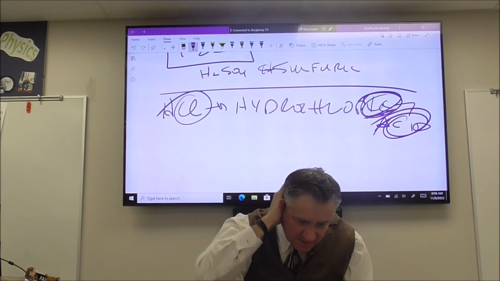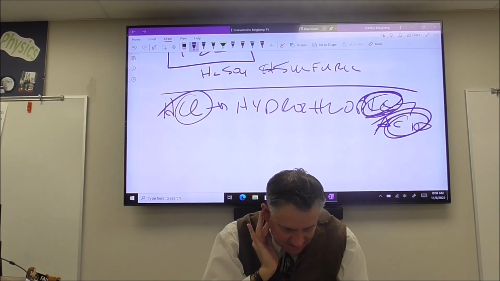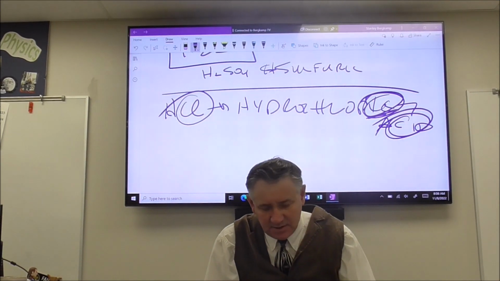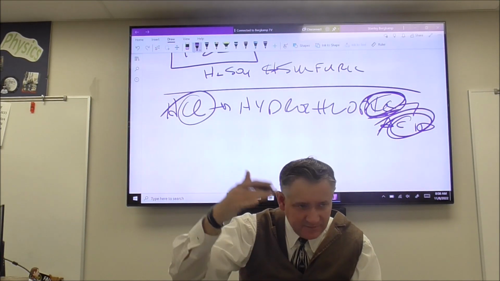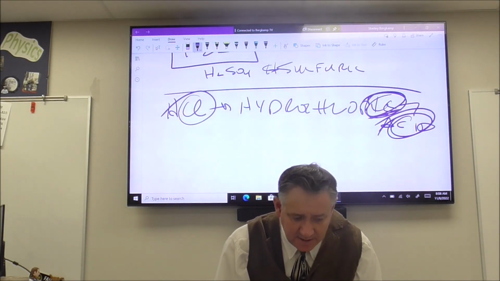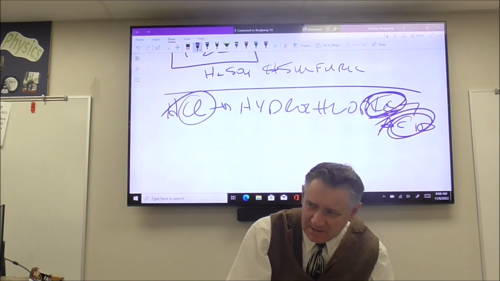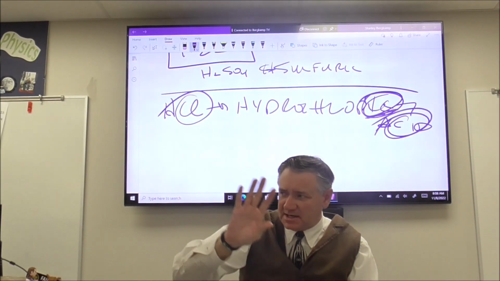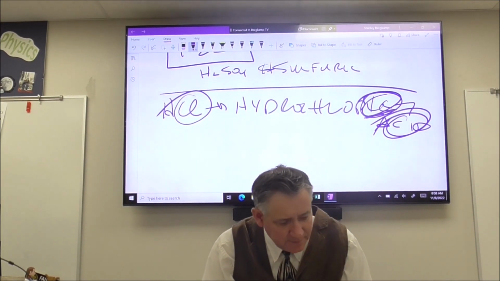So these are these different acids, okay? And to do these, you really have to have the list of all these polyatomic ions. This is why I'm not going to spend a lot of time on this. I'm just going to introduce you to the pattern here.